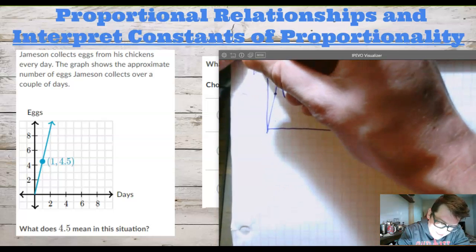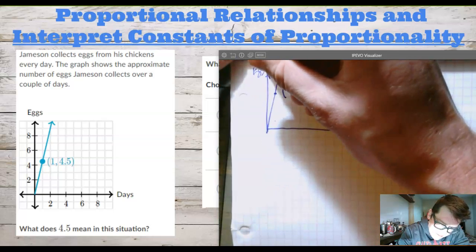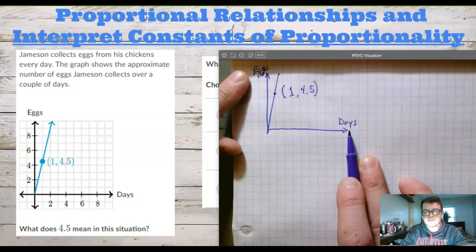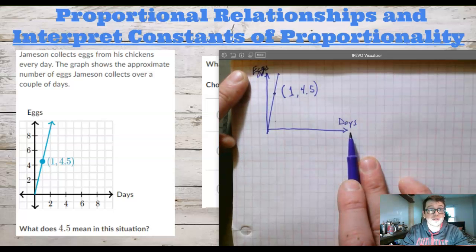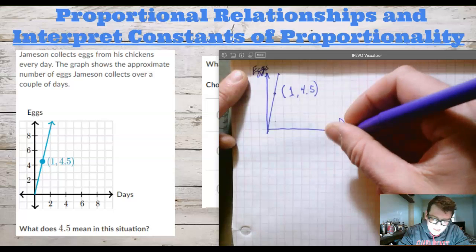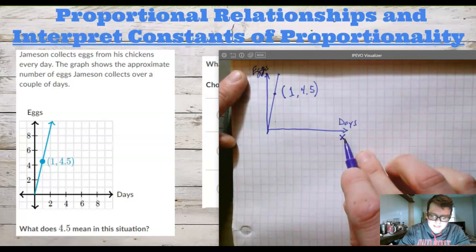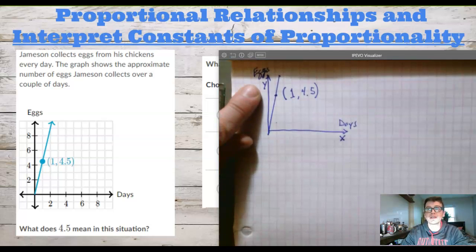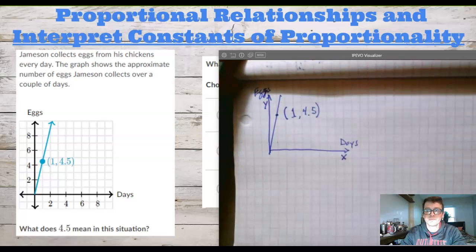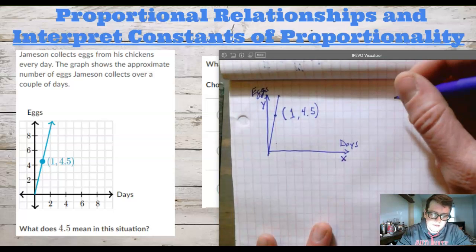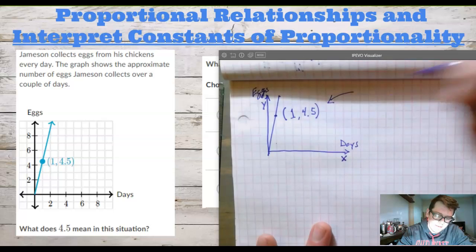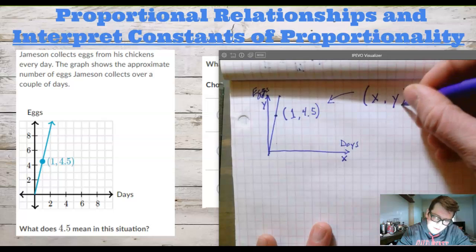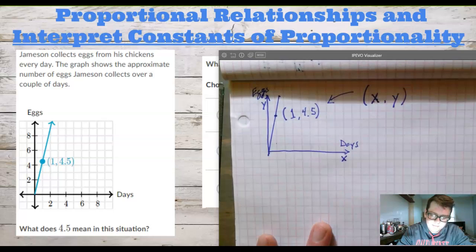Go ahead and label our axes to match. Sorry, I can't write at the top of my paper very well. So we have eggs and days. But the other thing I want us to label on our axes is this axis is our x-axis. This axis, the vertical axis, is our y-axis. And when we look at an ordered pair, they're always in X, Y order. They're like an alphabetical order.